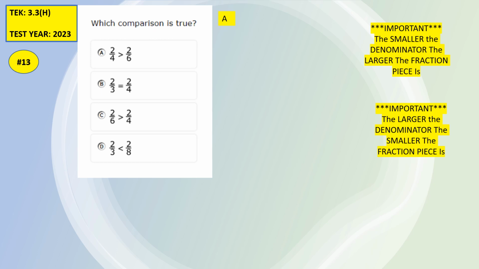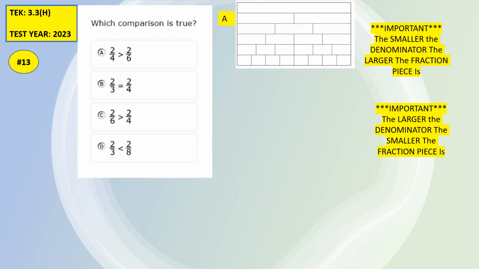So let's look at A. 2/4 is greater than or bigger than 2/6. All right, let's see if that's true. I have my handy dandy fraction pieces here, and I'm going to show you 2/4 versus 2/6. Okay, that's 2/4. That's 2/6. Is 2/4 greater than 2/6? Yes, that's true. It is bigger.